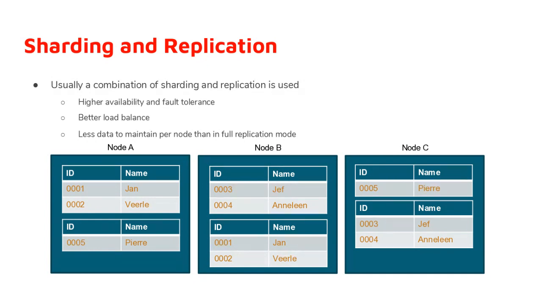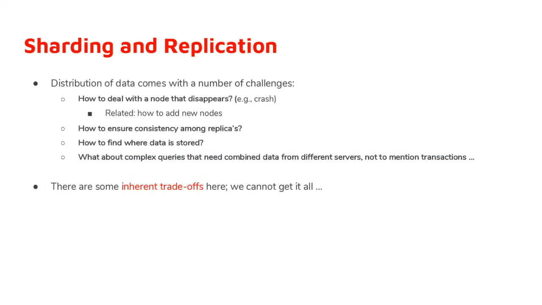And what you get is higher availability. You get fault tolerance. So if your machine crashes, it's not too bad because the data is replicated at least on one other machine. You can better balance the loads. If there are millions of requests for Jan Veerle, they can go to either node A or B. And it's also less time to synchronize data than if you would replicate all data on all nodes. If Jan Veerle changes, you also have to change it in node B, but not in node C. And so that combination of partitioning and replication is used in practice by all systems.